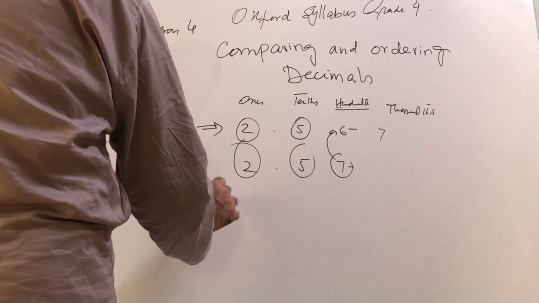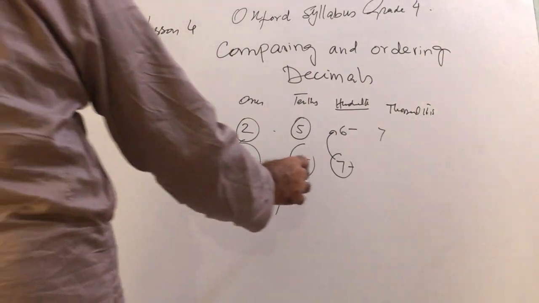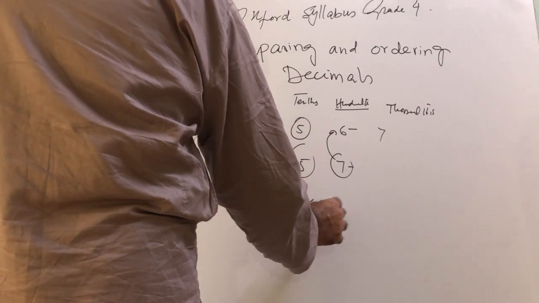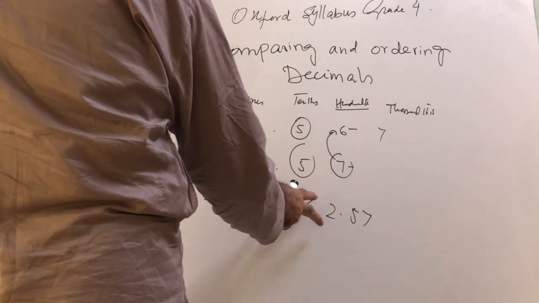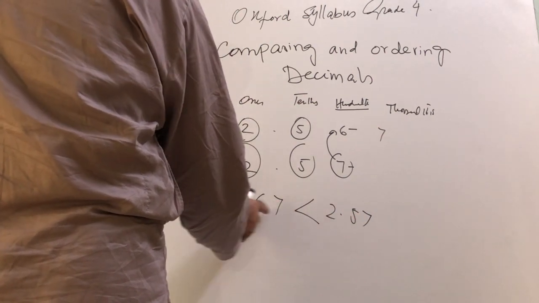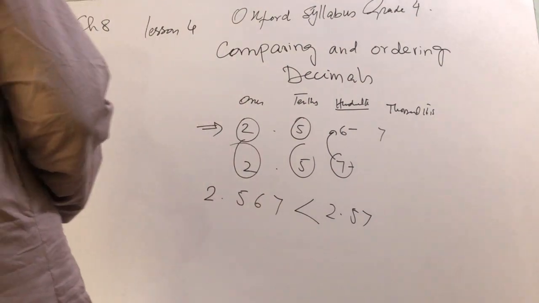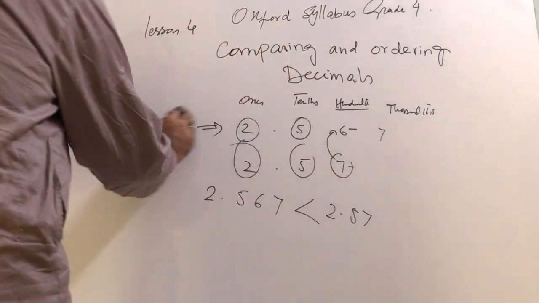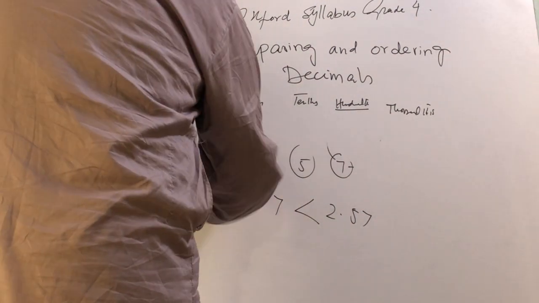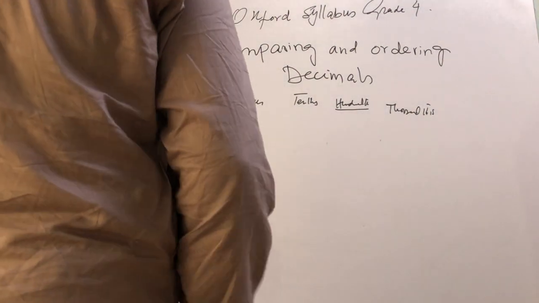So 2.567 is smaller than this. We write it in this way: the one which has the bigger mouth is greater, the one which has this is smaller. 2.567 is smaller than 2.57. So this is how we compare and order the numbers. So now we'll move ahead to question number 3.